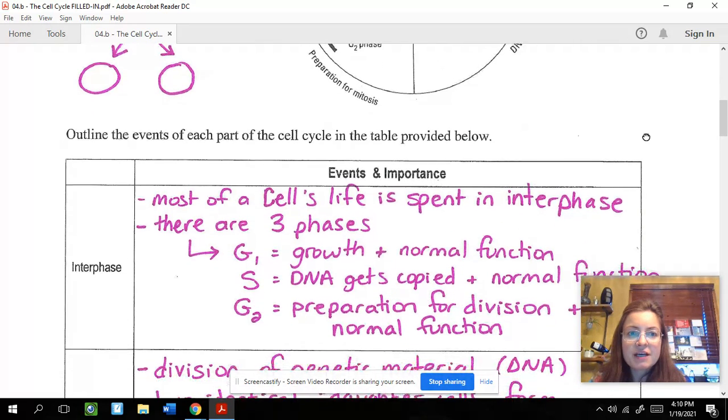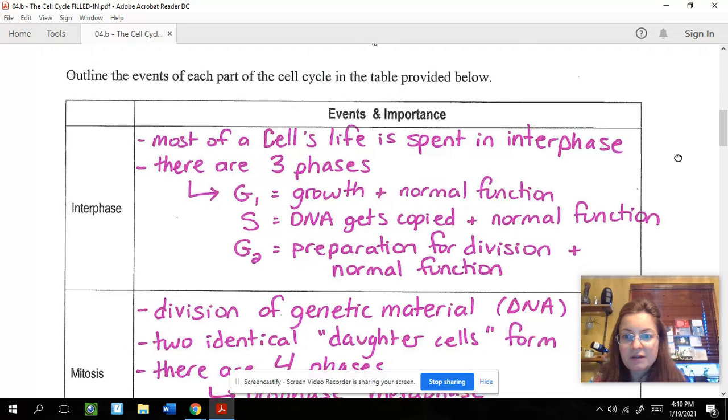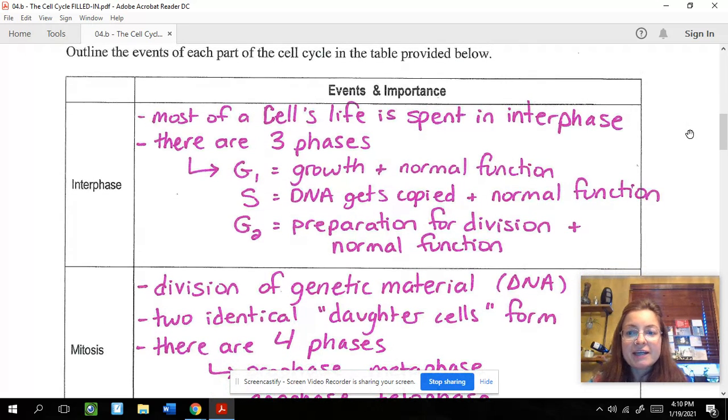So if we take a look at this table here, we can go through a little summary of what's happening in each phase of the cell cycle. So interphase, I've referred to this before as a cell living its best cell life. It's doing whatever it needs to do to survive in order to keep us alive, if it's our cell, or in order to keep the daisy alive, if it's a daisy cell. Most of a cell's life is spent in interphase.